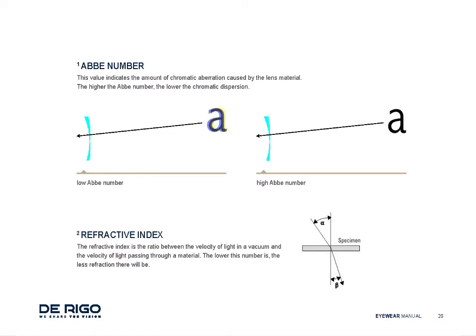The Abbe number is the value that indicates the amount of chromatic aberration caused by the lens material. The higher the Abbe number, the lower the chromatic dispersion. The refractive index is the ratio between the velocity of light in a vacuum and the velocity of light passing through a material. The lower the number is, the less refraction there will be.